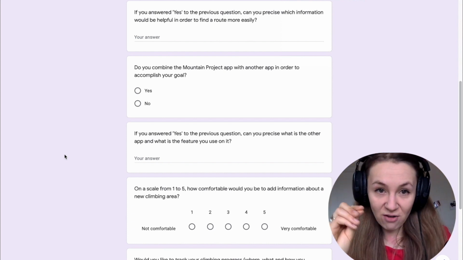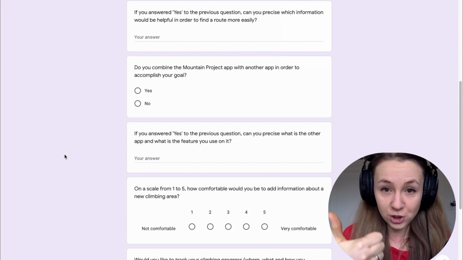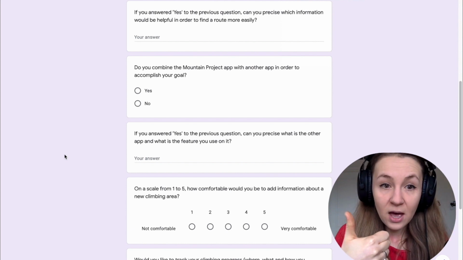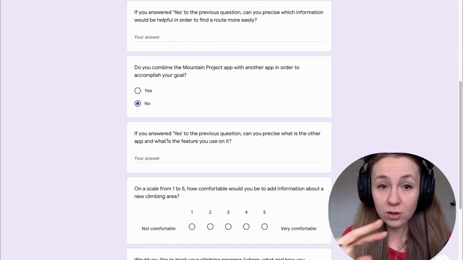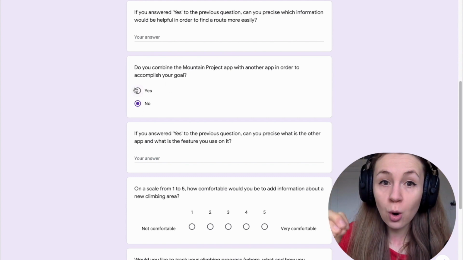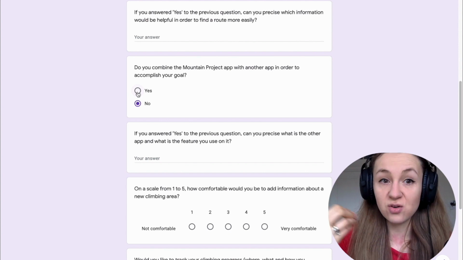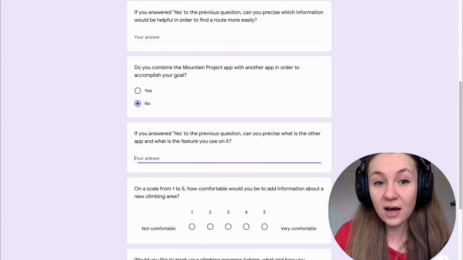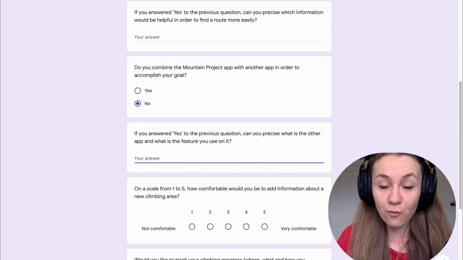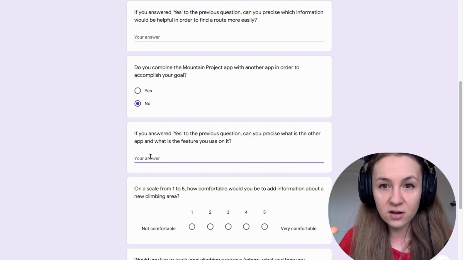And actually this refers me to the next question. The next question is, if you answered yes to the previous question, can you specify what is the other app and what is the feature you use it for? I would actually consider merging those two questions together, because I can see that your goal is to understand what other apps people are using to achieve their goals. And this goal doesn't require you to first validate with a trend question that people are using other apps, because if they do, they will answer here what other apps they are using and for which particular need.